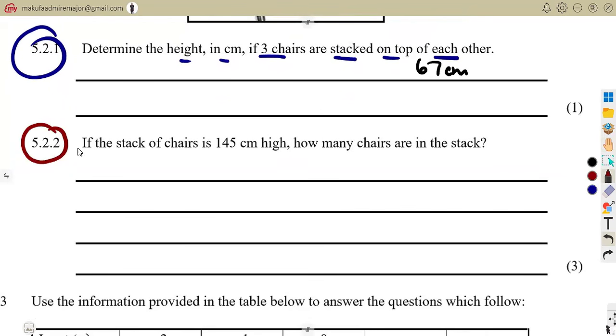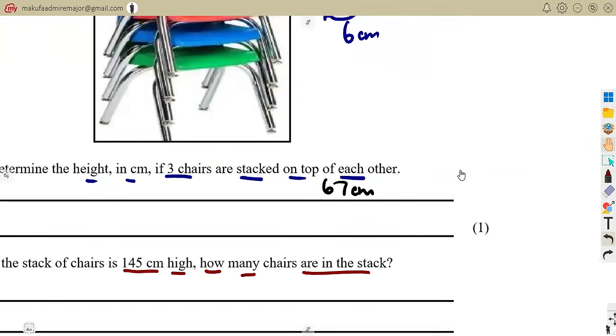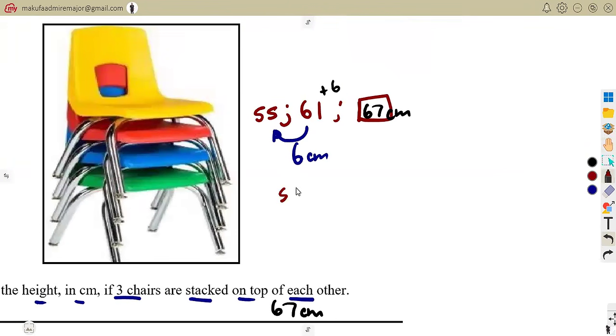So they are asking now on 5.22, if the stack of chairs is 145 centimeters high, how many chairs are in the stack? So we can even write these numbers from 55, 61, 67. Remember, there's a difference of 6. We add up to 145. We count all the numbers that are there, 1, 2, 3, up to, we have to count all of them. We are going to obtain 16 chairs by doing that, if you write in order of these numbers up to 145.